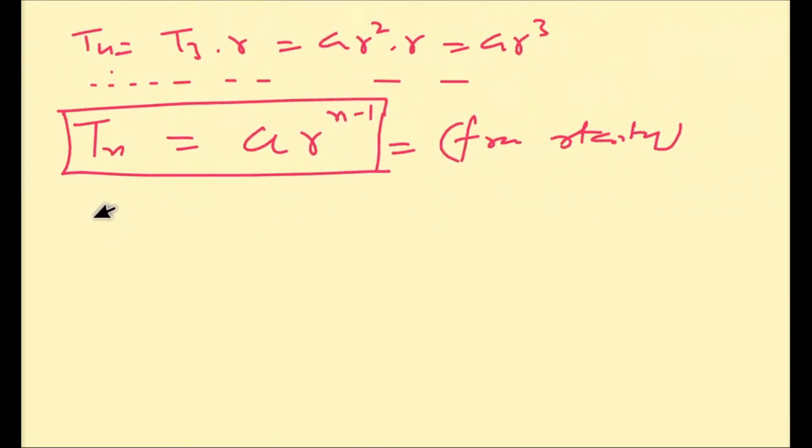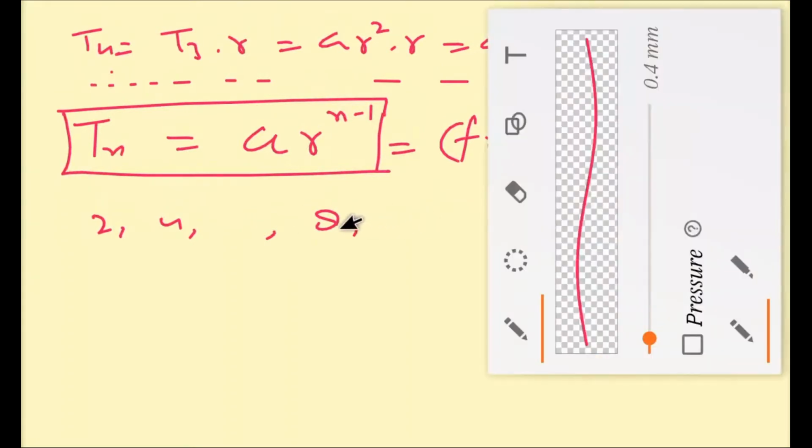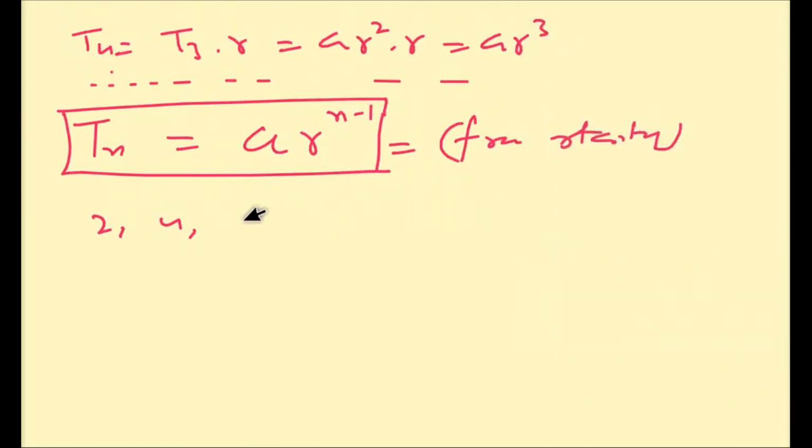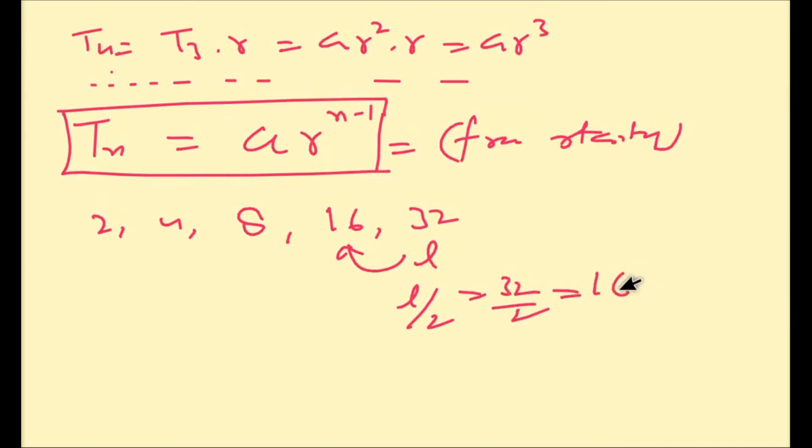Okay student. Now you can see 2, 4, 8, 16, 32. Now 32 is L, the last term. Then how can we find the previous term? L divided by 2, that is 32 divided by 2, equals 16. Now how do you find the term before 16? 16 divided by 2, so we get 8. It means if we divide by R, then we can find the terms from the last.